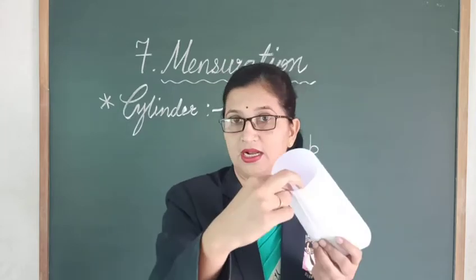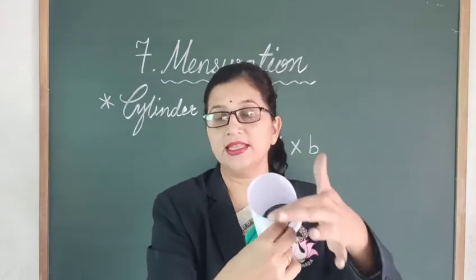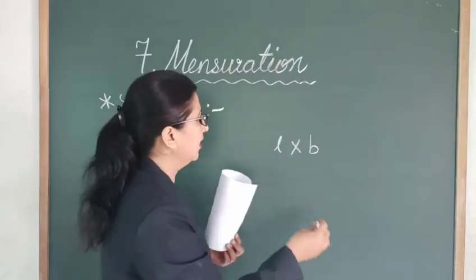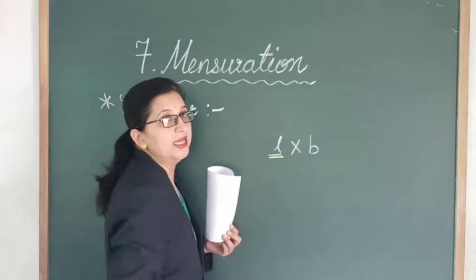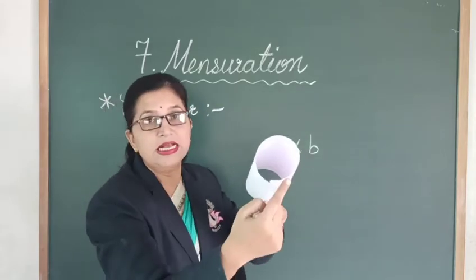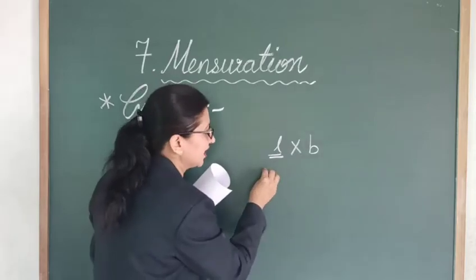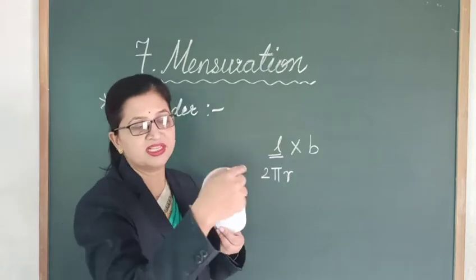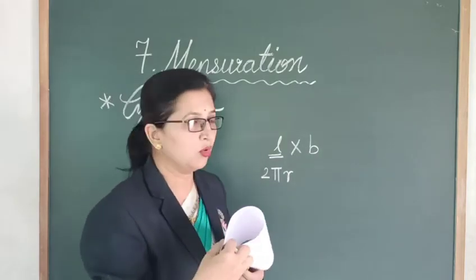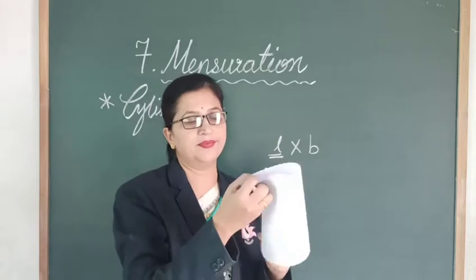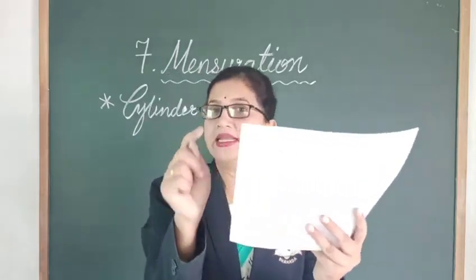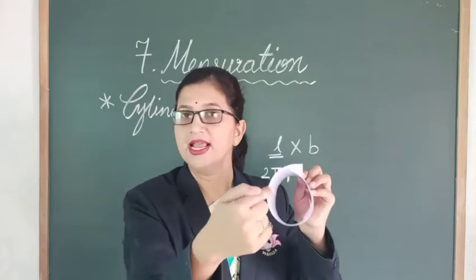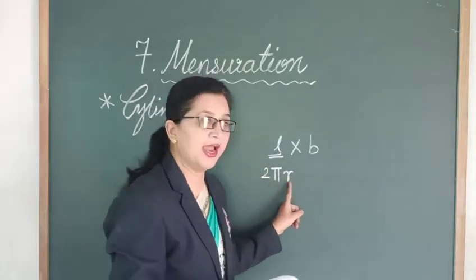In the case of a circle, what we are calling this length is nothing but the circumference. So here this length is nothing but the circumference of a circle, and the circumference of a circle is 2 pi r. So this length is nothing but the circumference of a circle, which is 2 pi r.